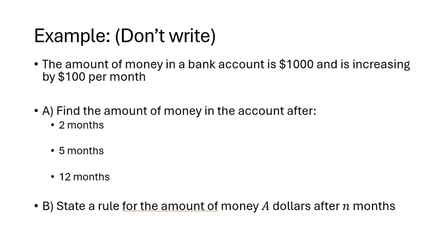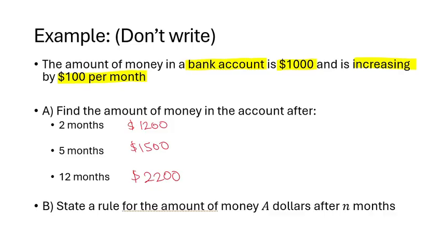So the amount of money in the bank account is $1,000 and is increasing by $100 per month. So find the amount of money in the account after 2 months. After 2 months, the amount of money this person would have is $1,200. And then after five, it'll be $1,500. And obviously after 12 months, it would be $2,200. Okay.